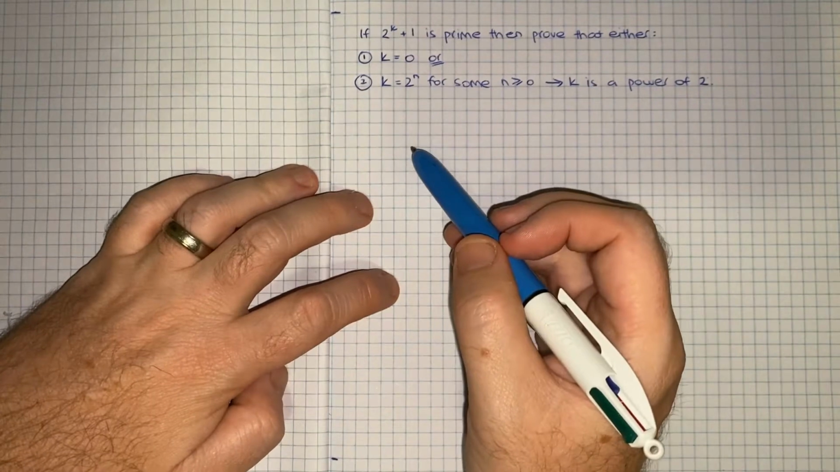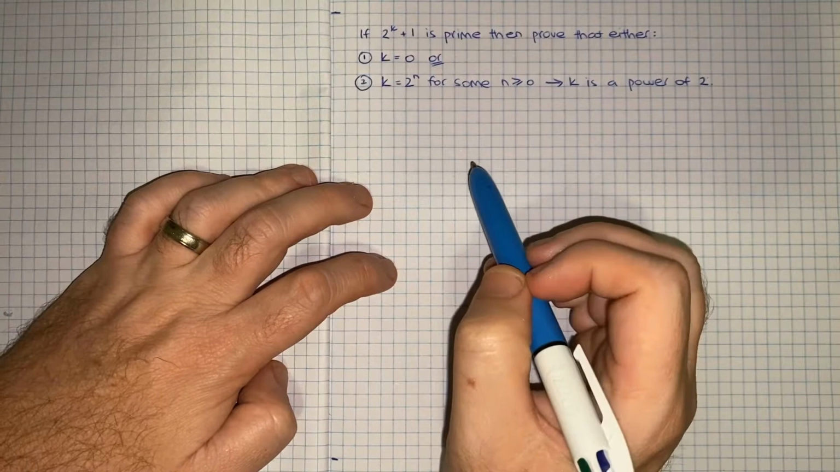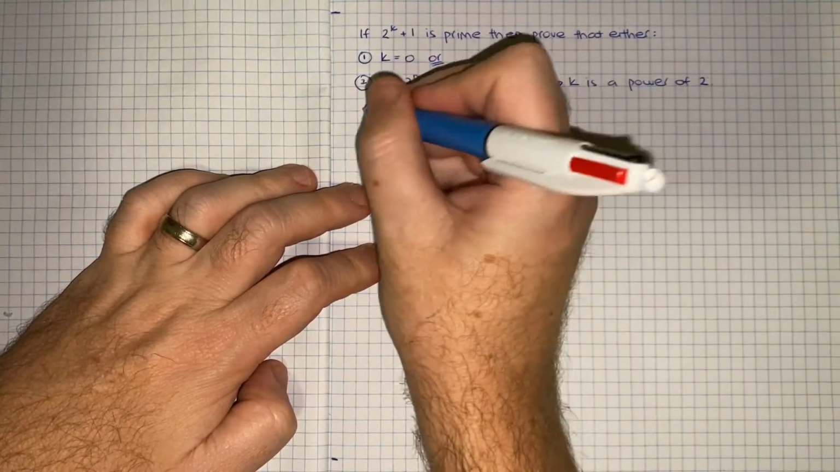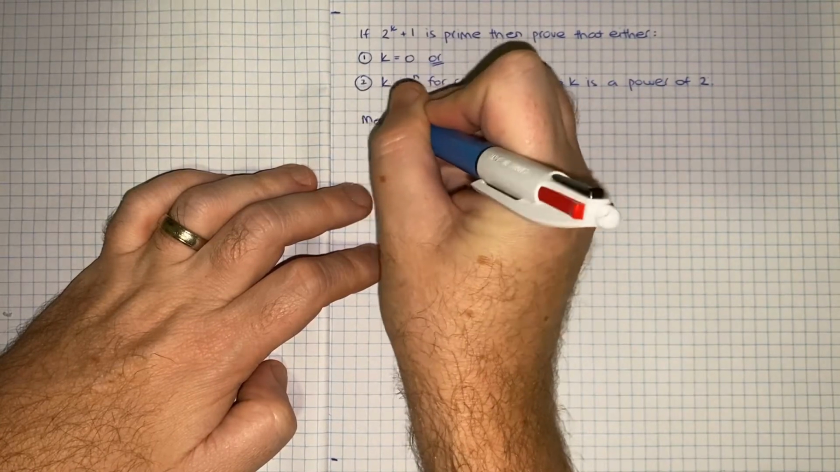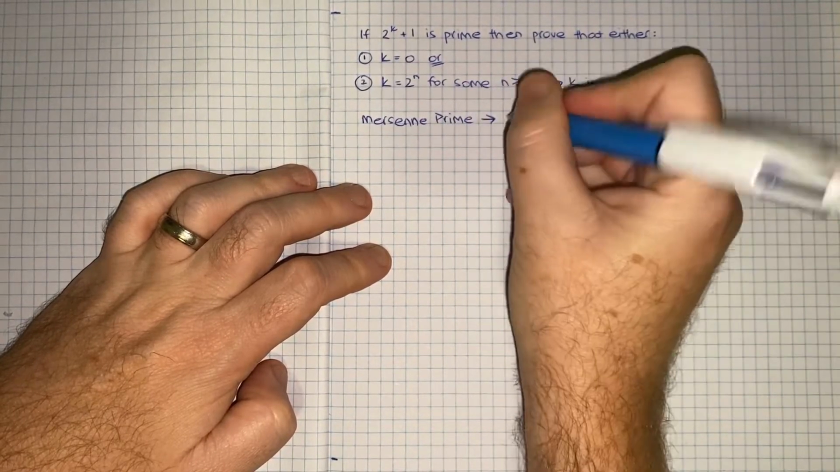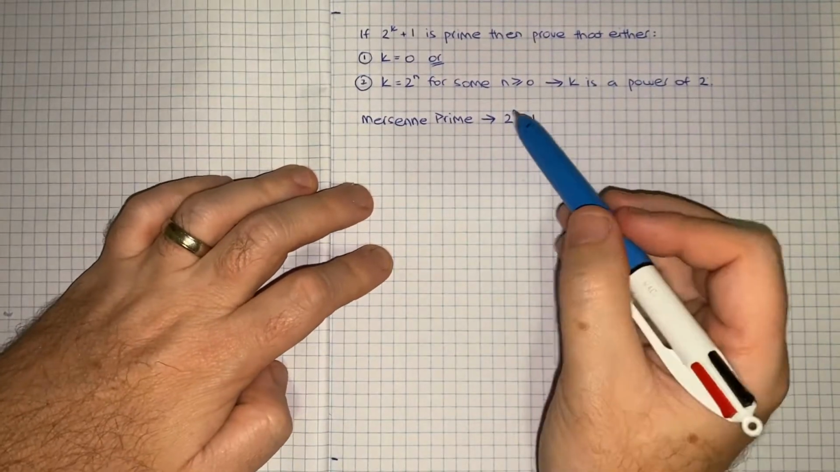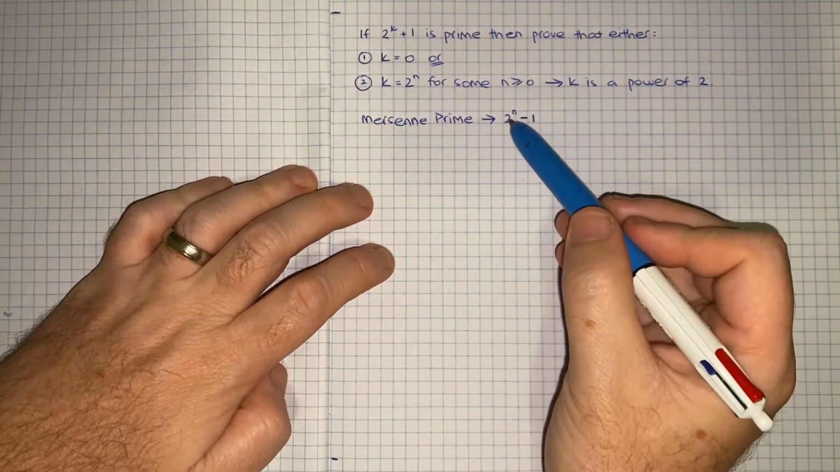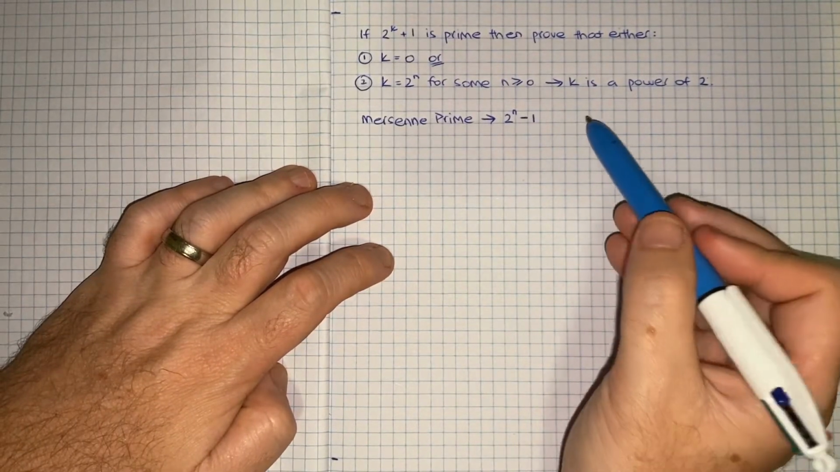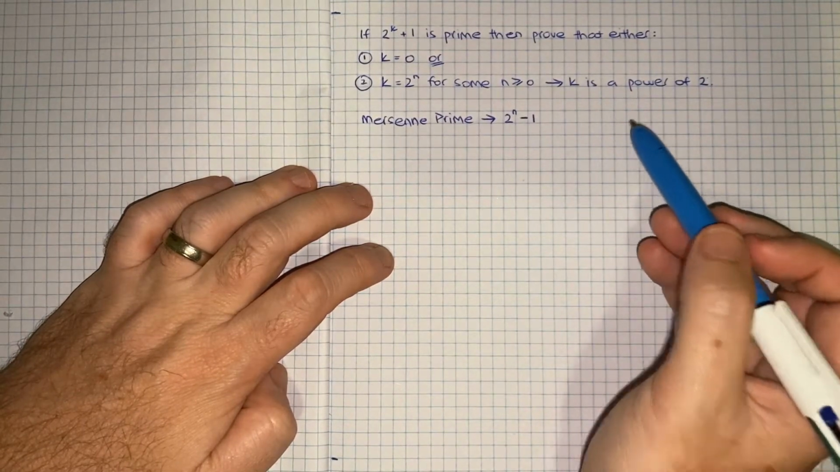Now, this question was sent to me in a comment on another video where I was looking at a proof in relation to what are called Mersenne primes. I'll give a link to that video, but just in case you haven't seen it, a Mersenne prime is in the format 2 to the power of n minus 1. So the idea is that for some values of n, if you take 2 to the power of n minus 1, do you get a prime number?